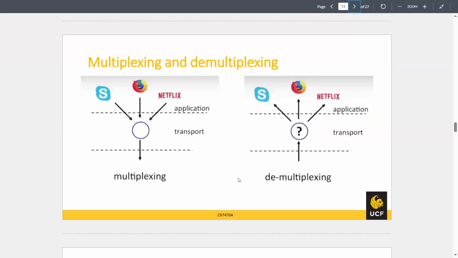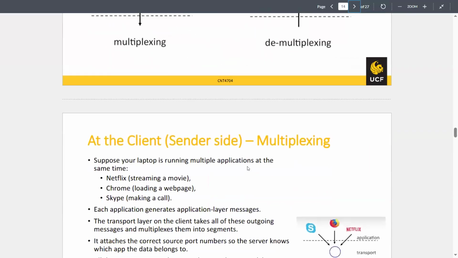Here's the idea of multiplexing. If you're on a Wi-Fi infrastructure and you have multiple clients, or you're a client yourself and you're running many applications, this is the idea of multiplexing, where your requests in the transport layer would be condensed or combined into one, and demultiplexing would distribute these processes or those certain applications.